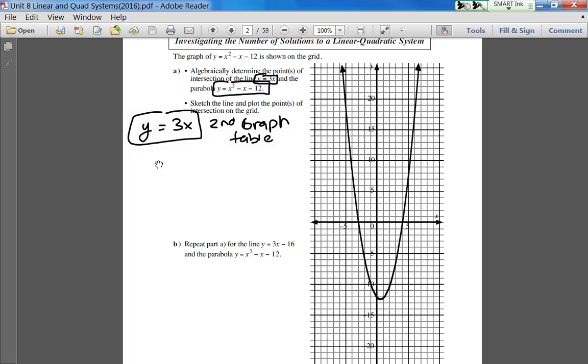Like, what happens when x is 0? Y is 0. What happens when x is 1? Y is 3. And now you've got the line, because as you go up 1, this y value goes up 3. So over 1, up 3. Over 1, up 3. Over 1, up 3. Finally, we hit.